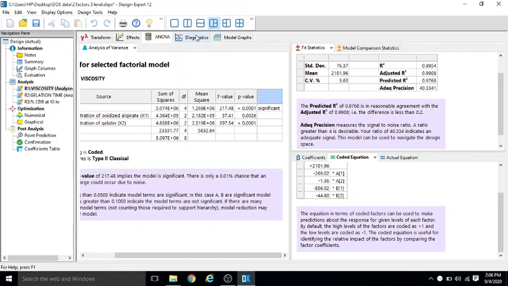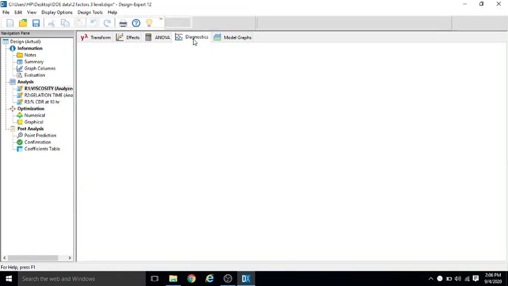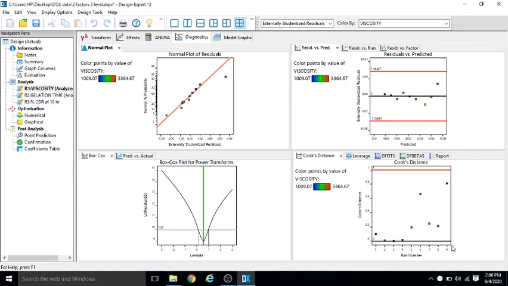Then you go and click on the third tab, that is diagnosis. In diagnosis, you will see different graphs. This particular normal plot of residual shows that points are not on the line, but they are not so scattered either. This indicates that except for this one particular point, all other points are very near to the line, and that shows the data which we have entered is correct.